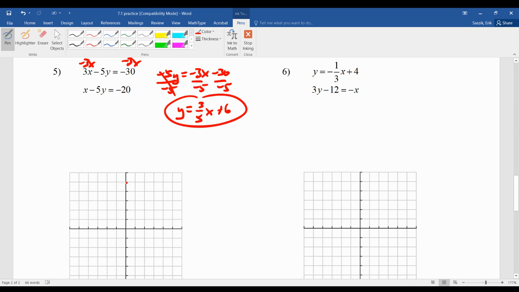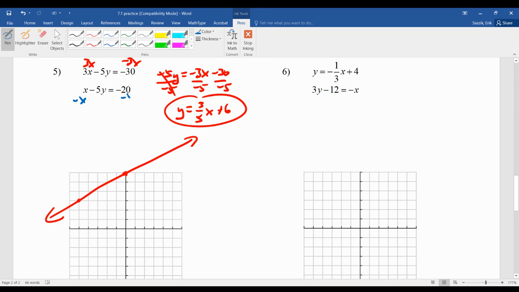1, 2, 3, 4, 5, 6, way at the top there. Now, if I go up 3 over 5, I'm going to run out of room. I'm going to go backwards. Down 3, 1, 2, 3, 4, and left 5. Hopefully, I'll be able to figure this out.